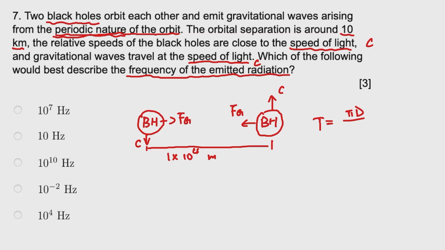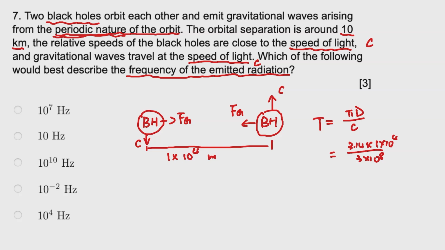So we can calculate the orbit period by using the length of the orbit divided by the speed of the black hole. So the orbit period equals 3.14 times 1 times 10 to the power of 4 divided by 3 times 10 to the power of 8. Now, let's look at the options provided by the question. We only need to determine the magnitude of the answer. We don't even need to know one significant figure. So let's do the approximation.